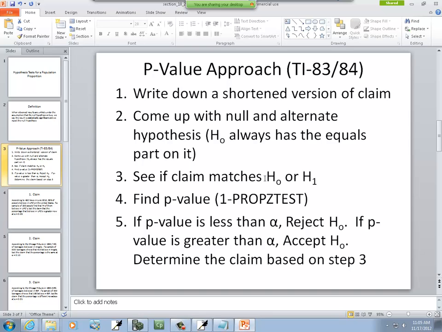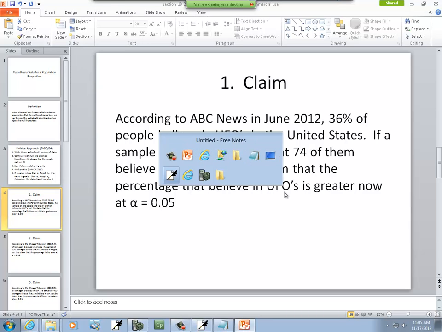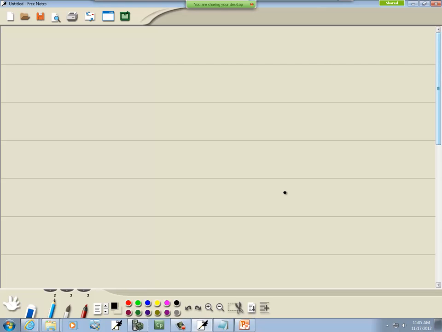See if the claim matches H0 or H1. Step 4: find the p-value using one prop z test. If the p-value is less than alpha, reject H0. If the p-value is greater than alpha, accept H0. And then determine the claim based on step 3. And let's take a look at some problems. Let's prove some claims.